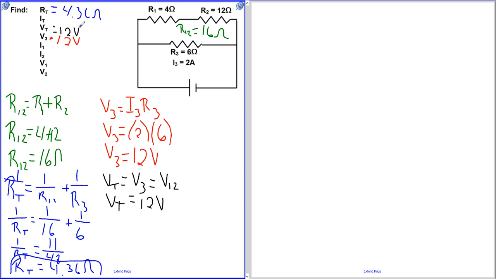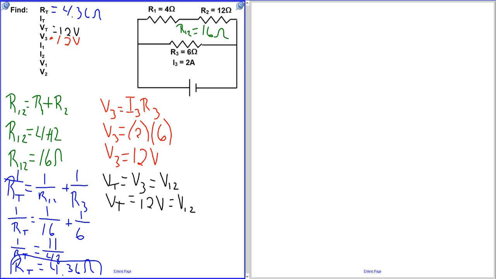And just as a little note to myself for later, I'm also going to write over here that it equals V12, just so I don't forget. Now, if I look at my list of givens, I have my total resistance and my total voltage. So the next logical thing to find would be my total amplitude, my total current.